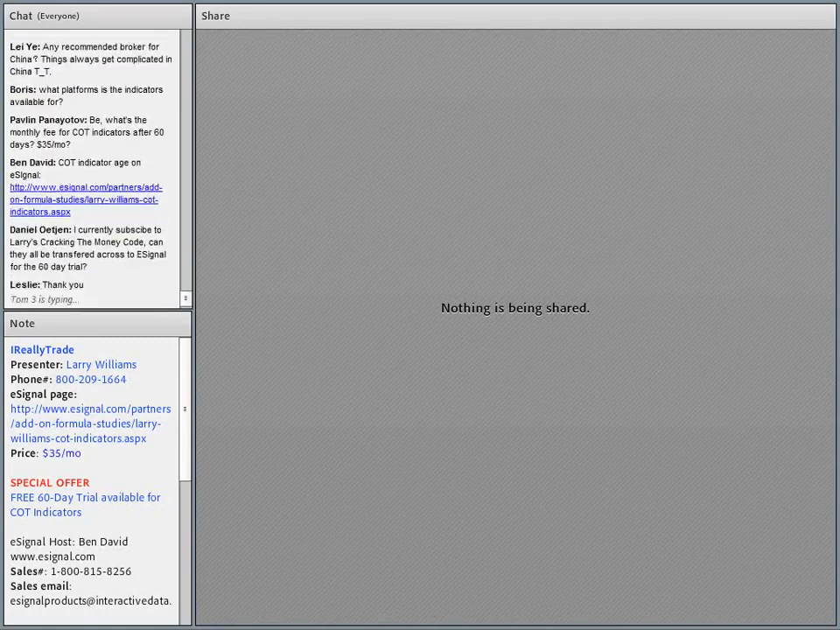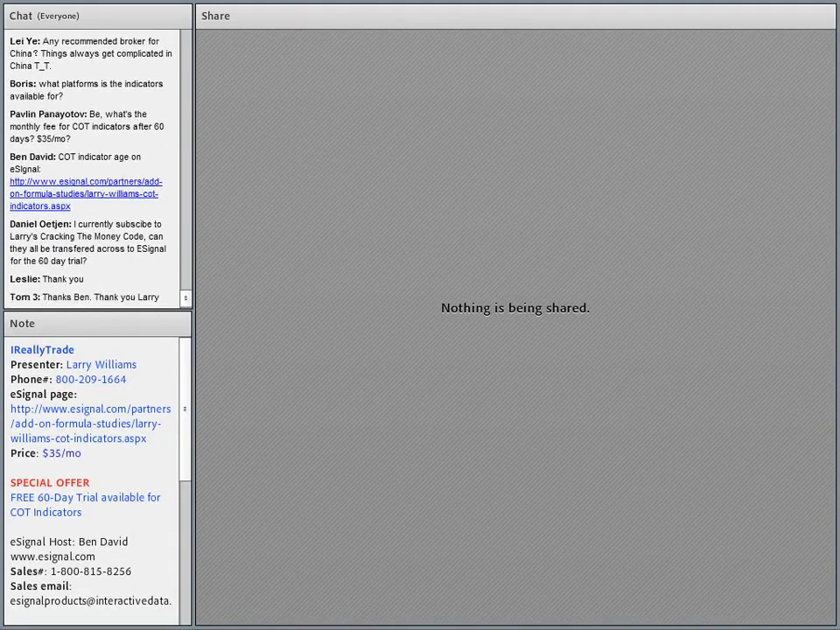So yes, Pavlin, after the 60-day trial for the COT indicators, it will be a subscription-based service for $35 US per month.